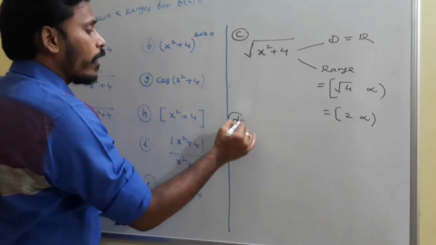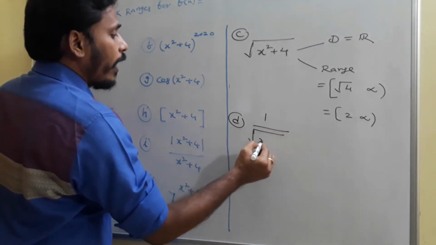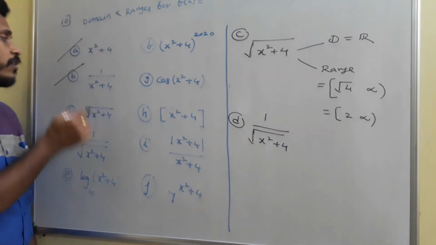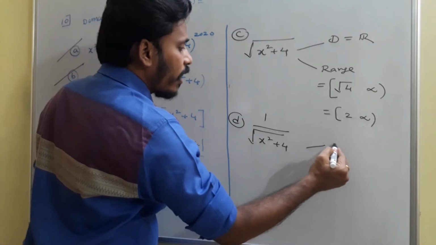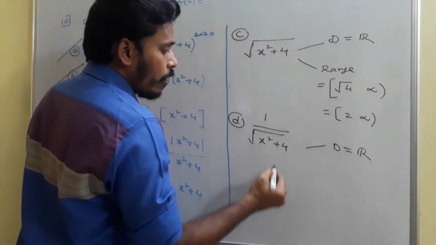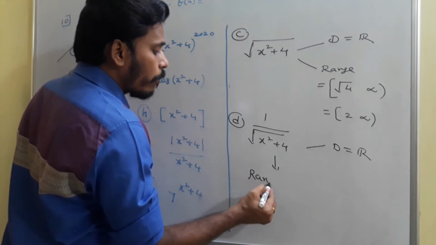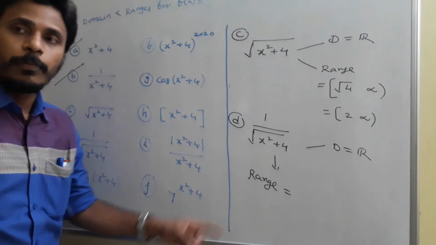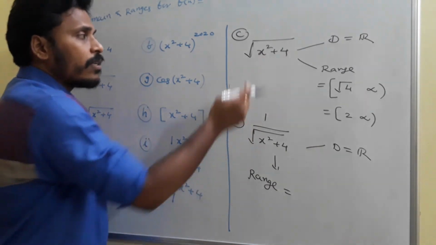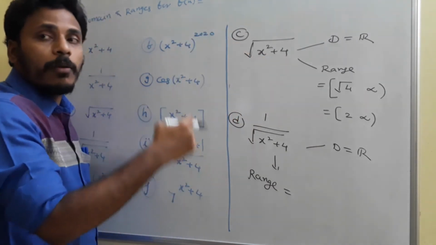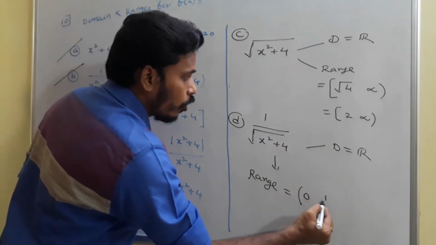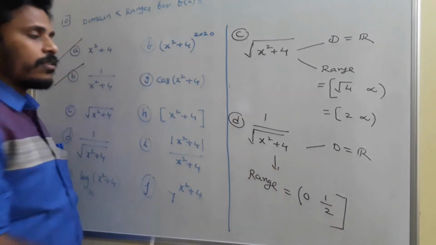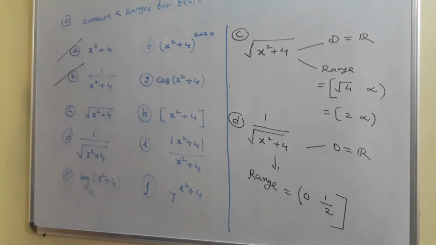And when you think about the next one, 1 by root of x square plus 4, just as we discussed for B, in the same manner for C and then for D also. For this D, again the domain is simply all real values. Whereas for the range of 1 by root of x square plus 4, it is the reciprocal of the previous one. Since the value of C is 2 or more than 2, its values are 1 by 2 and less than 1 by 2. So 0 to 1 by 2 is the range for this D bit. Just have a look at this once, and then I will continue with the remaining.